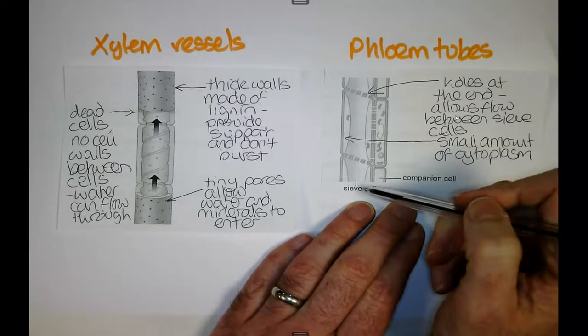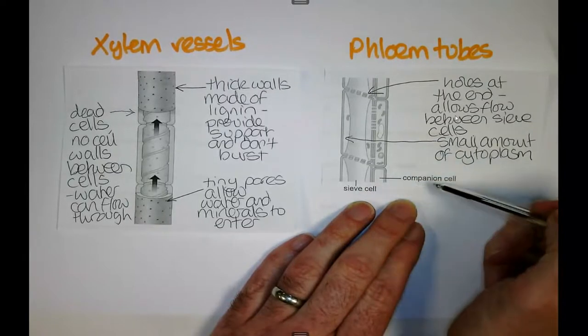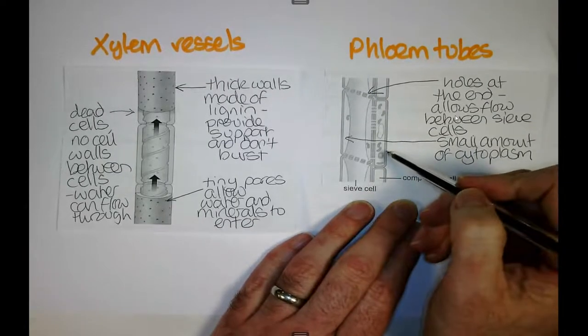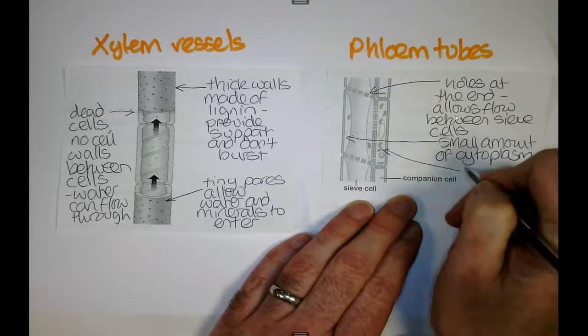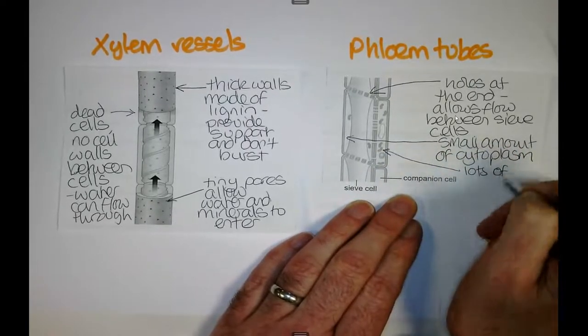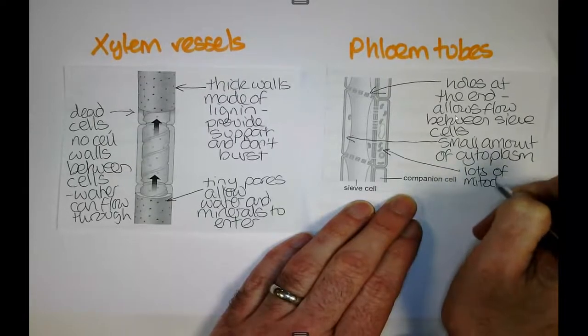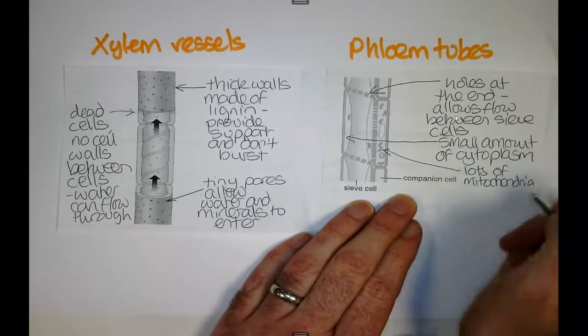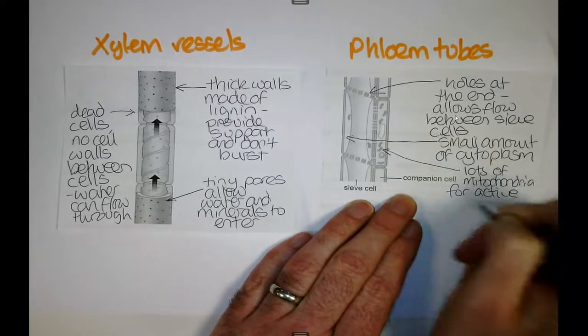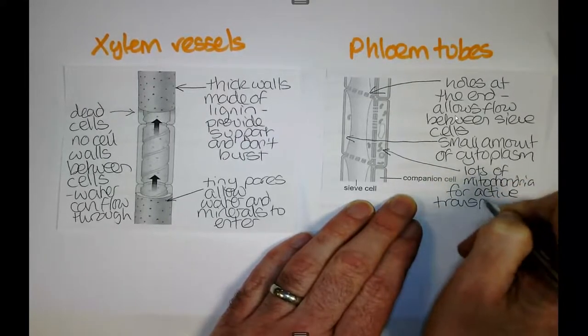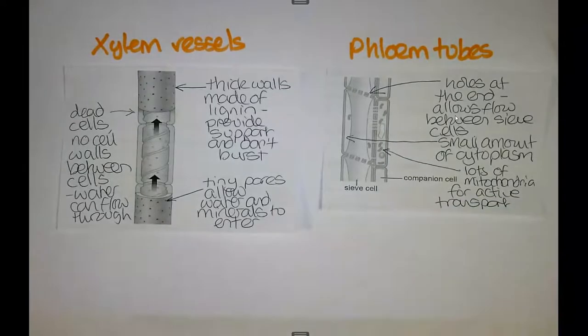In phloem tubes, it's actually made up of two cells. You've got sieve cells and companion cells. So companion cells, they have an adaptation here, and you might just be able to make that out. They have lots of mitochondria for active transport. So I kind of think of xylem vessels and phloem tubes as the blood vessels of plants, if you will.